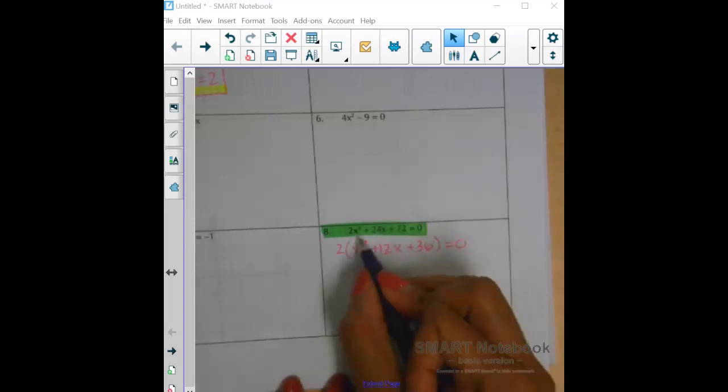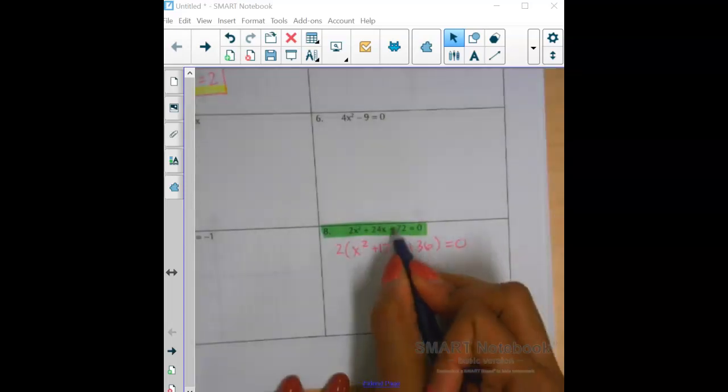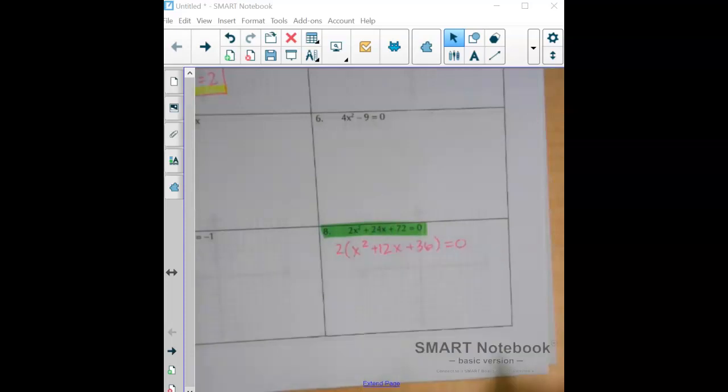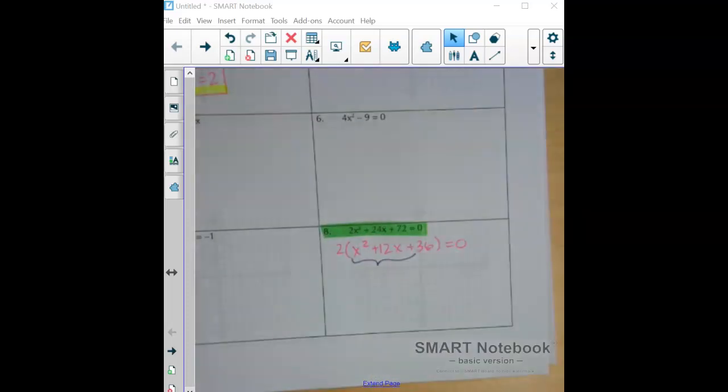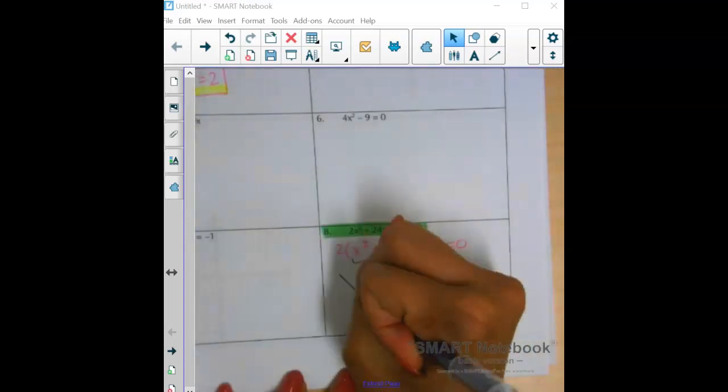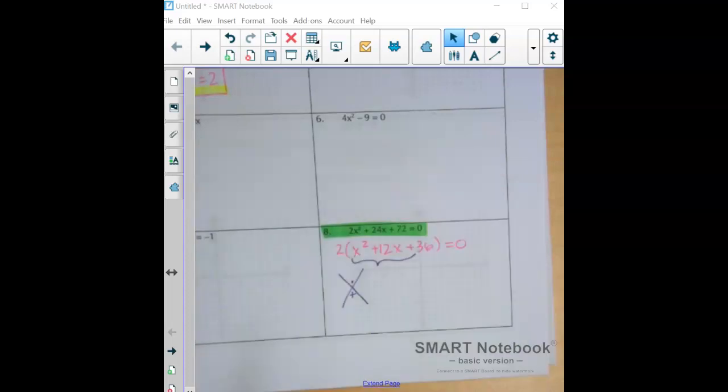Only time you could take out an x is if each of these, including the 72, had an x. We're done with the GCF. We can't take anything else out. You see how there's 3 terms in the middle of this? Let's try to factor it like we did a couple weeks ago. So what I'm going to do is I'm going to make my little x chart. Some teachers use a little t chart or some other way in order to factor. I just use a little x chart.